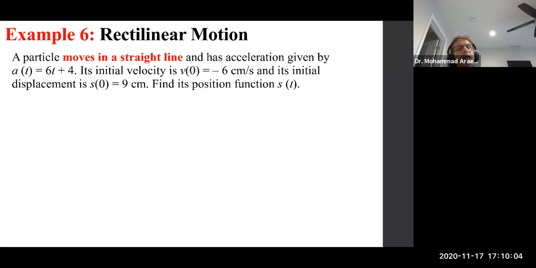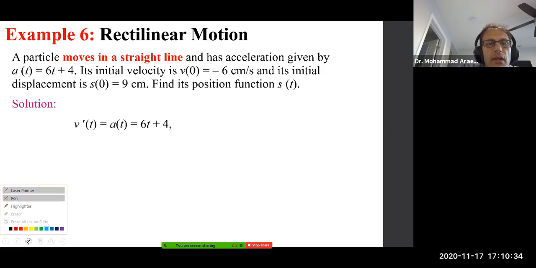And I hope you remember that when we had the distance or position function, we would differentiate it. We get the velocity function. Differentiated again, we would get acceleration. We are reversing the process. We are integrating. So we're going to integrate A of t to get V of t. When you integrate that, 6t plus 4, it results in 6 over 2 t squared plus 4t and a constant.